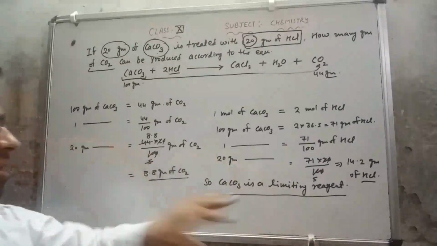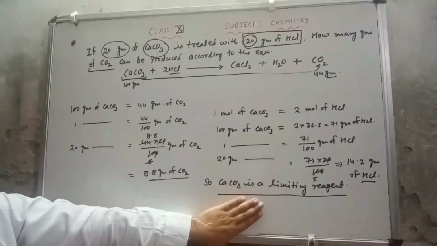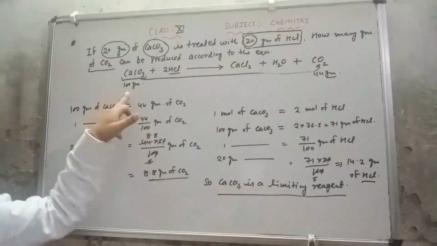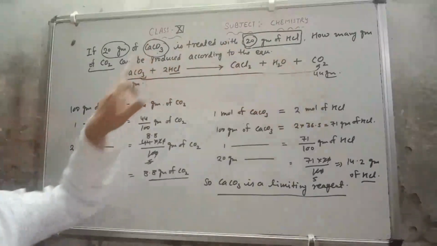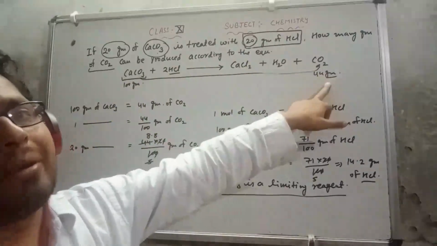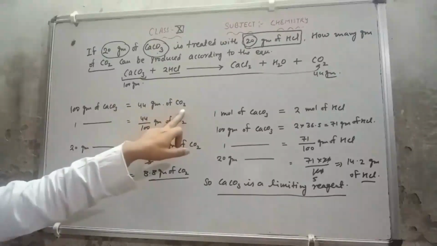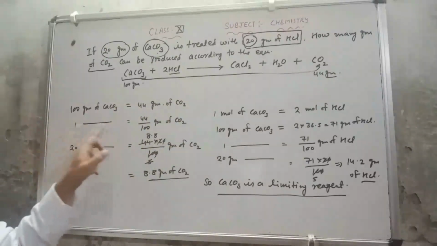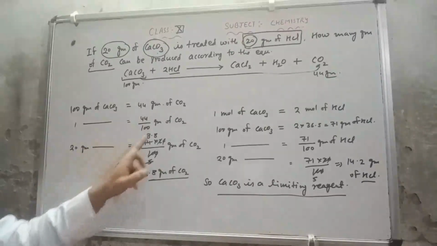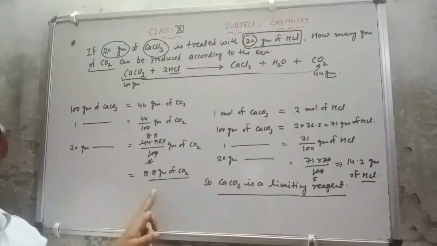Now whatever is the limiting reagent, from that you can find out how much product will form. So calcium carbonate is compared with the carbon dioxide. 100 gram of calcium carbonate gives 44 gram of carbon dioxide. So 1 gram gives 44 upon 100, and 20 gram will give 44 into 20 upon 100. We solve it and get 8.8 gram of carbon dioxide.